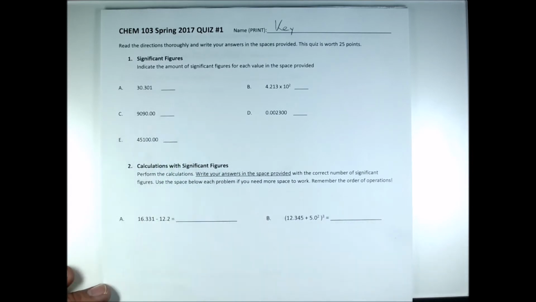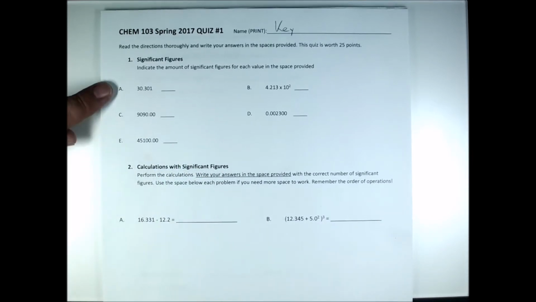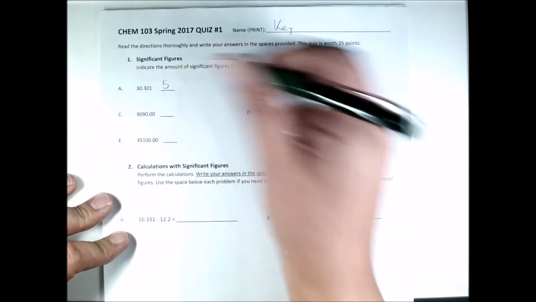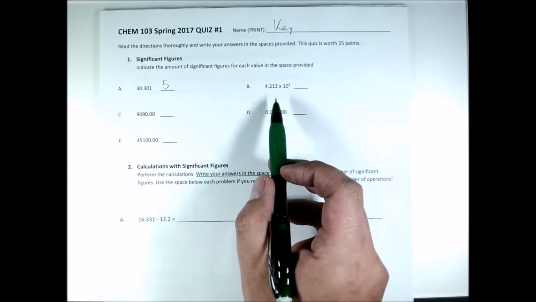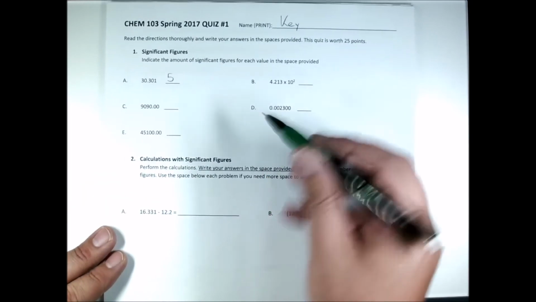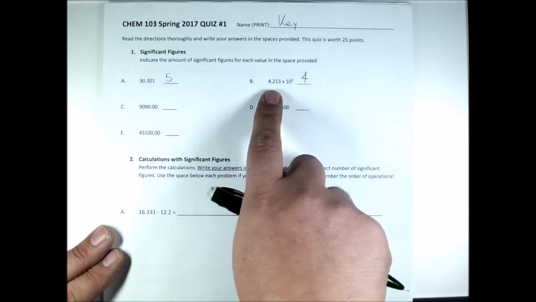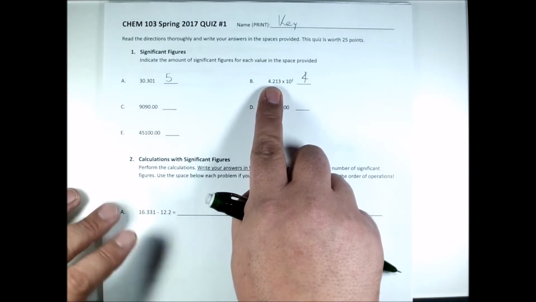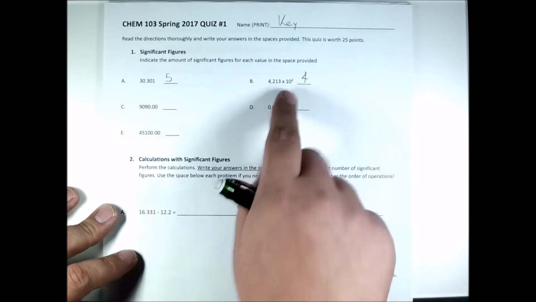This question is simply asking you to identify the number of significant figures and place them in the spaces provided. So the first one, how many? 5. There are 5. And then B, how many are there? 4. There are 4. Remember that one of the benefits of scientific notation is that the numbers in front are all significant. So you just have to count those. Don't worry about the 10 here.